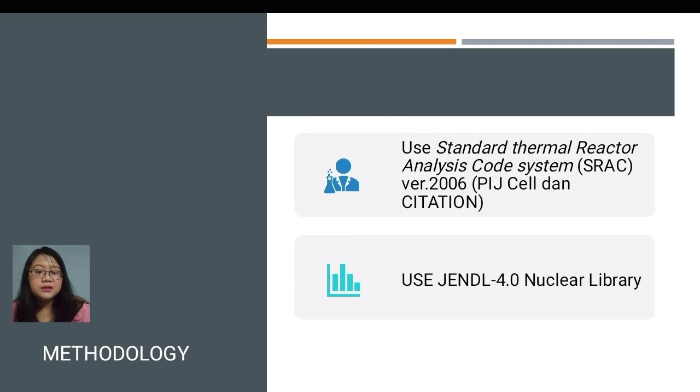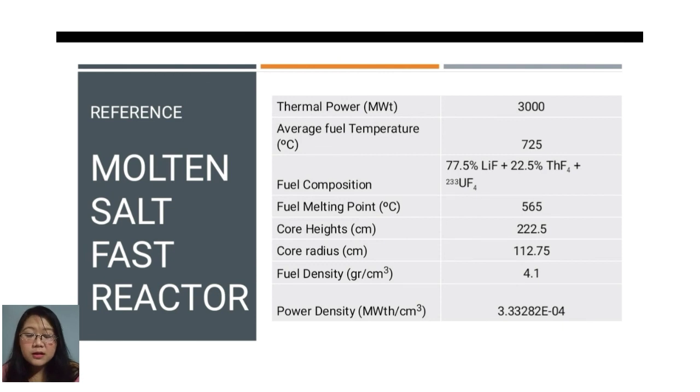And I use Standard Thermal Reactor Analysis Code System, or SRAC, version 2006, using PIJ and CITATION module. And I use JENDL4 for the nuclear library. And I took a reference of the molten salt fast reactor, which is a France-built molten salt fast reactor, and it has 3000 megawatt thermal power, and around 1 meter of core radius and around 2 meters of core height.